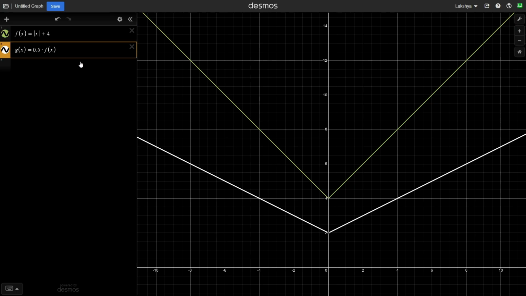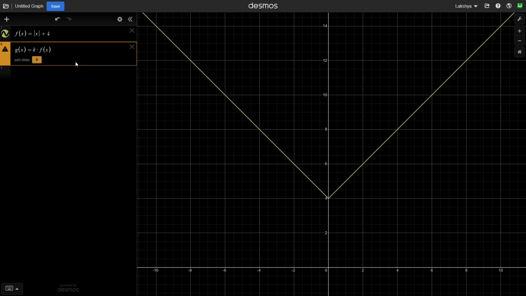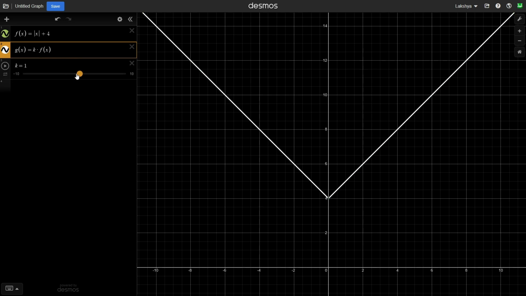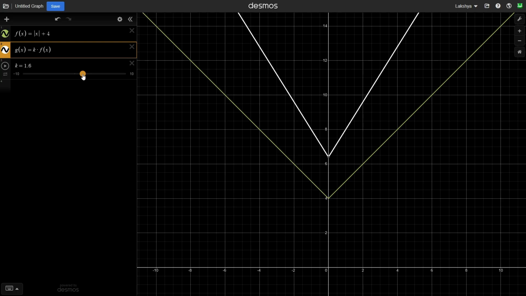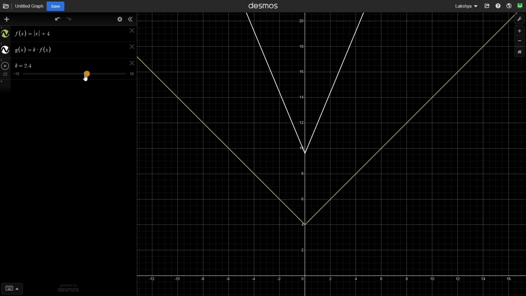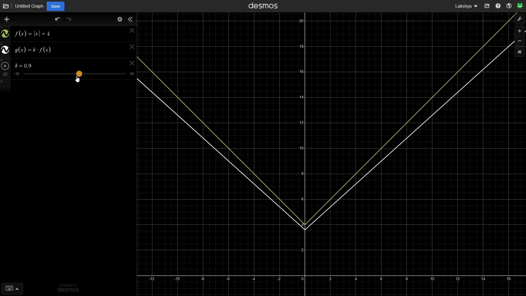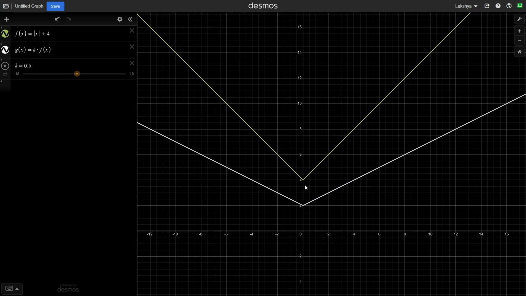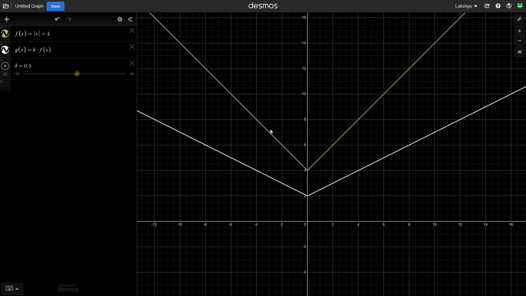And we can even add a slider for this to demonstrate further. So let's just add a slider k. Right now k is set to 1, so it's the same as our f of x. But as k is greater than 1, the function is getting more stretched vertically, and we could increase this even more. But as we go below 1, we're getting compressed in, kind of the opposite, because all we're doing is halving all our y values. So hopefully vertical stretches make sense.